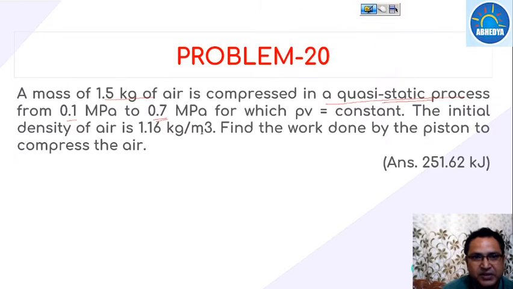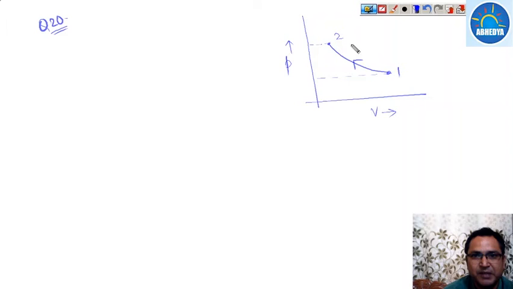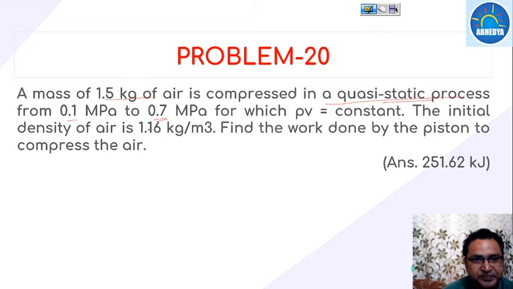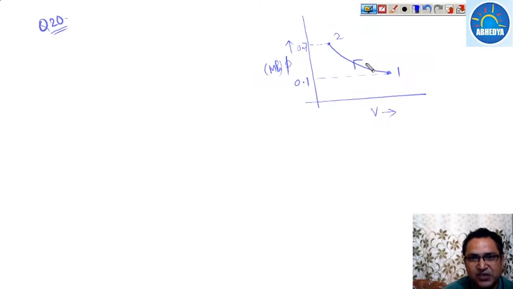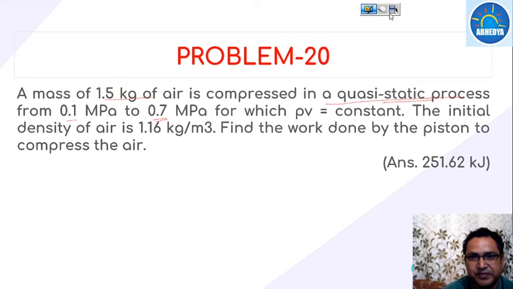What is the final pressure? Initially the pressure was 0.1 megapascal, going to 0.7 megapascal. So this is 0.1 megapascal, this pressure is in megapascal, and here its value is 0.7 megapascal, for which PV is equal to constant. PV equal to constant means it's an isothermal process.